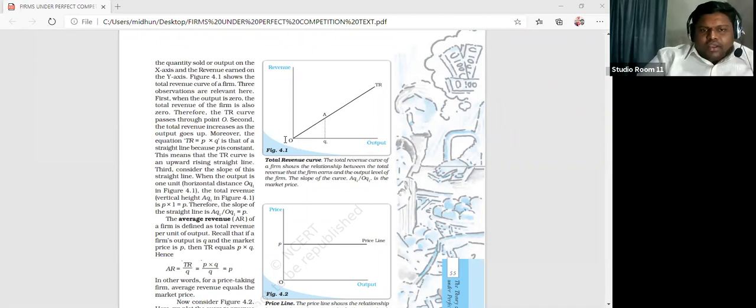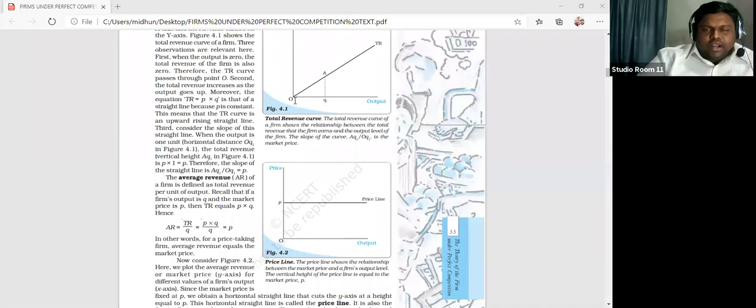Okay, the total revenue vertical height AQ1. This one, AQ1. This line. If it is P into 1 is equal to P, therefore the slope of the straight line is AQ divided by OQ1. Same will be there. If price is P, quantity produced is Q1. Clear or not? So that's the total revenue curve.